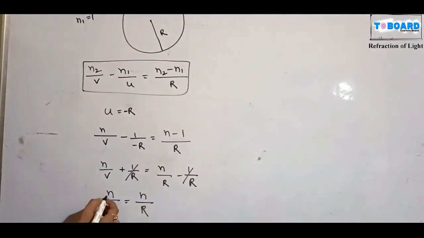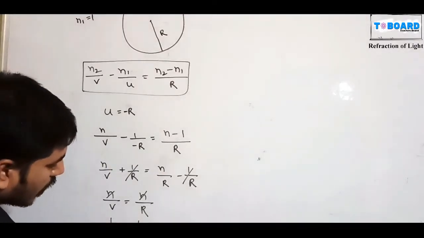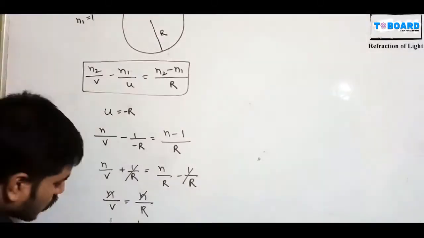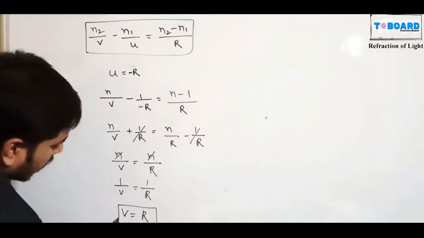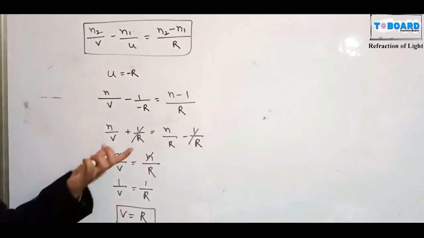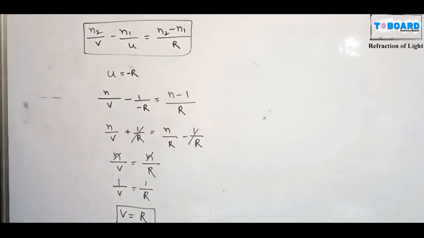Here the n values on both sides get cancelled. That's why 1 by v equals 1 by r. Then, taking the reciprocal on both sides, v equals r. That means the radius of curvature is the image position. We already know that, we will get it easily. So this is the formula and we will get the answer, right? Thank you.